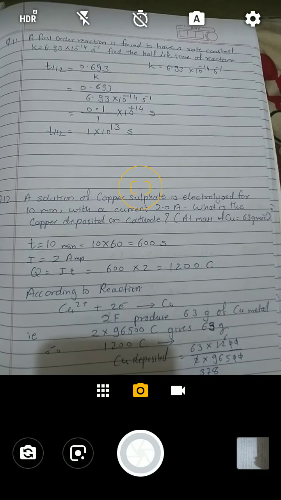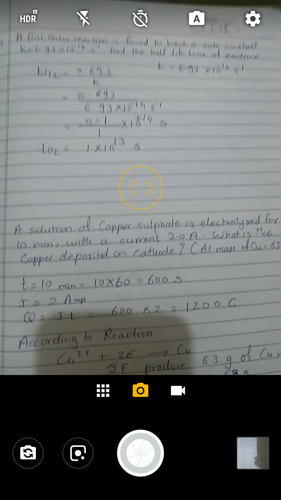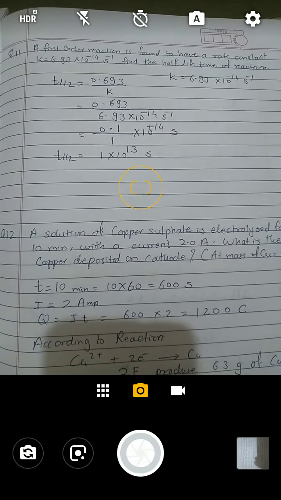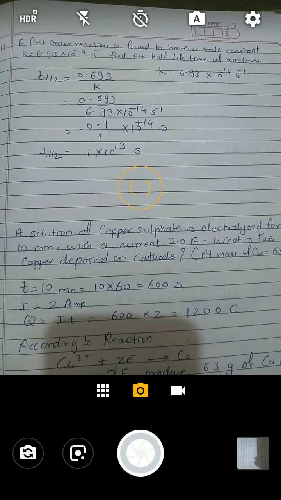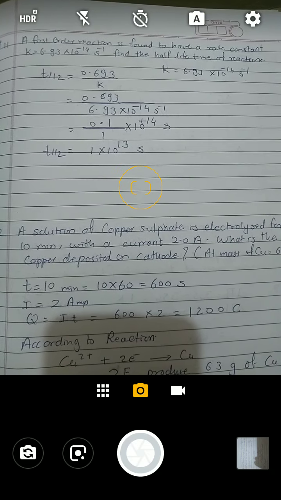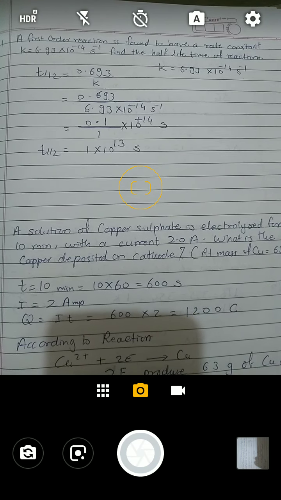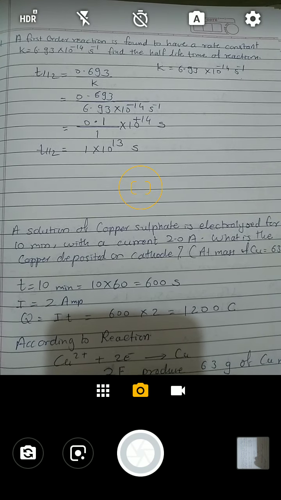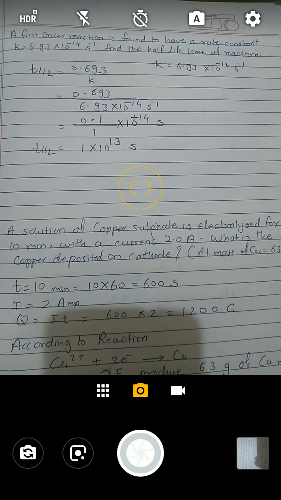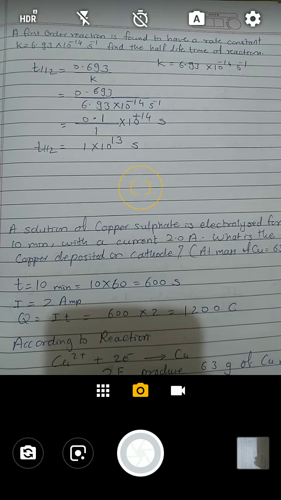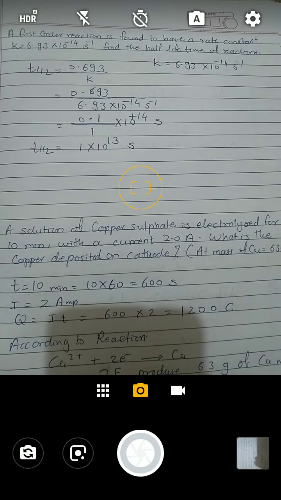Hello, today we are going to see some numericals. Here is the first numerical. A first order reaction is found to have the rate constant K equal to 6.93 into 10 raised to power minus 14 second inverse. Find the half-life time of the reaction. Here K is given as 6.93 into 10 raised to power minus 14 second inverse.